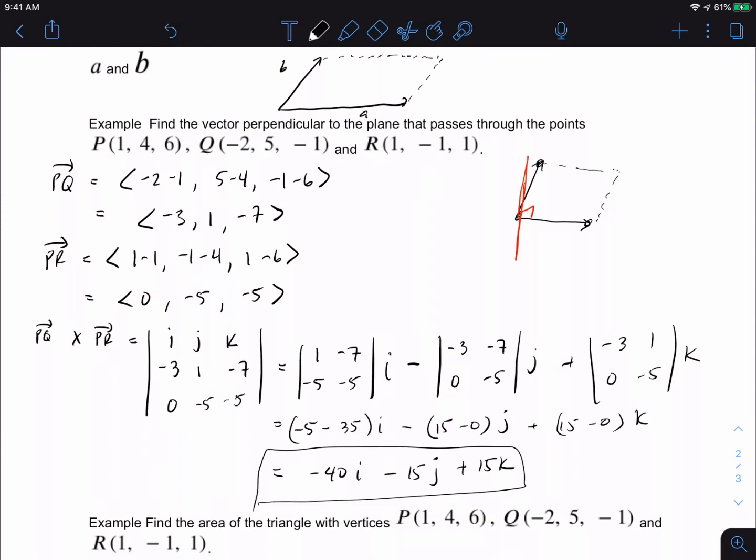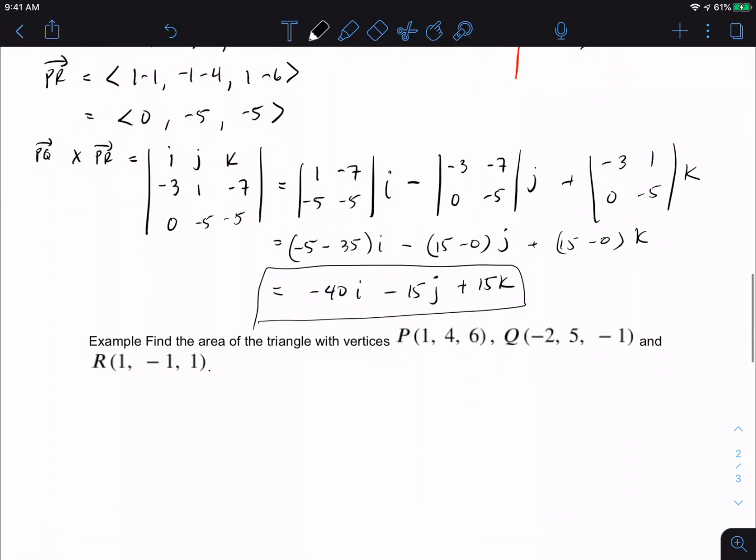This is the vector that's perpendicular to this plane. Okay? I know it's kind of a lot. First we had to find two vectors, going from one point as the initial to the other two points, finding their difference so that we could get the two vectors. Then we took the cross product. That gave us the vector that's perpendicular to both those vectors, but also perpendicular to the plane that's created by the 3 points. Okay.